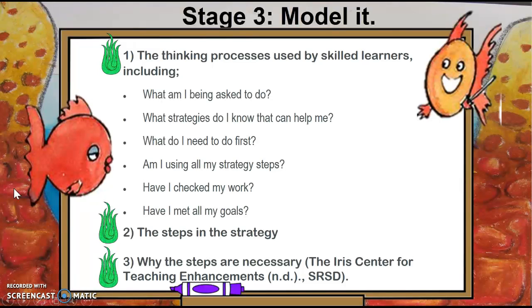The third stage is modeling. Modeling is done by verbalizing your thought process out loud to demonstrate the strategy. So we want to tell the students our thoughts as we're utilizing the learning strategy we've chosen to share with them. In addition to doing the modeling, the steps of the academic strategy and the teacher's thought process must also be a part of this stage.